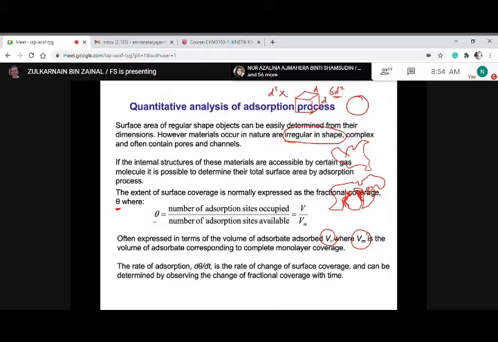Because for example, if you have 1 mole of gas at standard temperature and pressure, what is the amount? 1 mole, right? What is the volume of 1 mole of gas at standard pressure and temperature? Anyone?